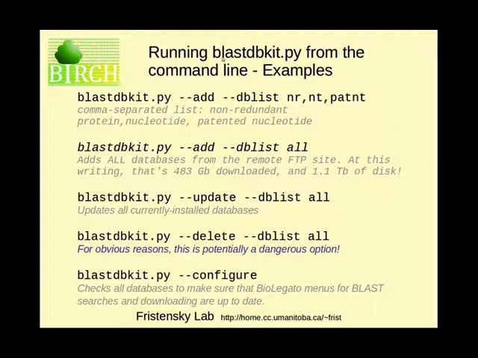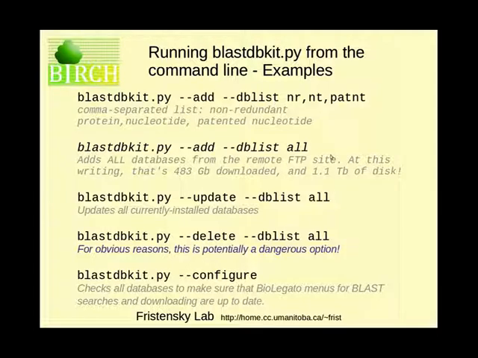So in the first example, we're seeing the addition of three databases, the non-redundant protein database, non-redundant nucleotide, and patented nucleotide databases. So that's the DB list, a comma-separated list, and those are being added. So this is the command that Birch Admin would generate if it was adding those three databases.